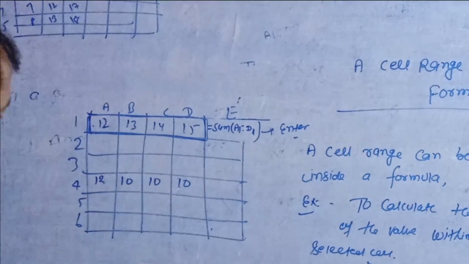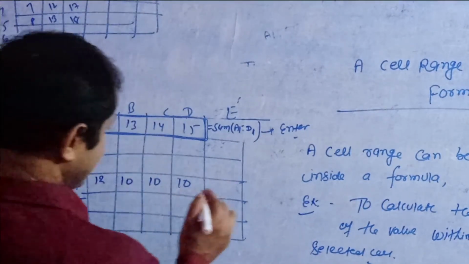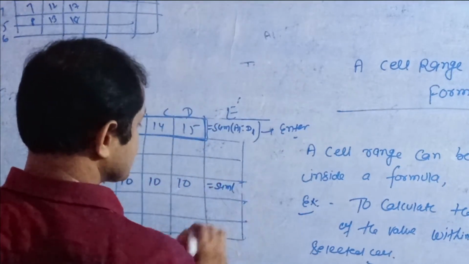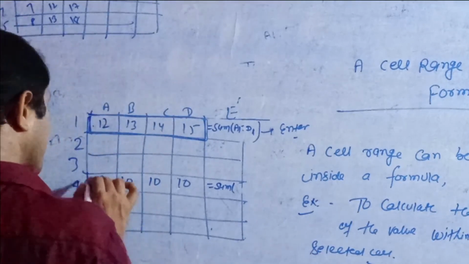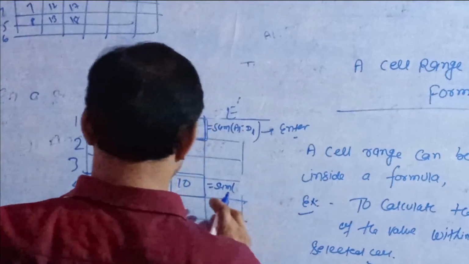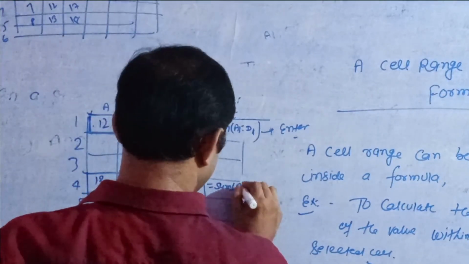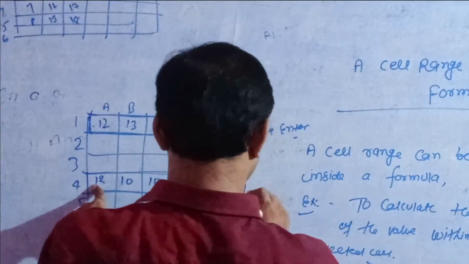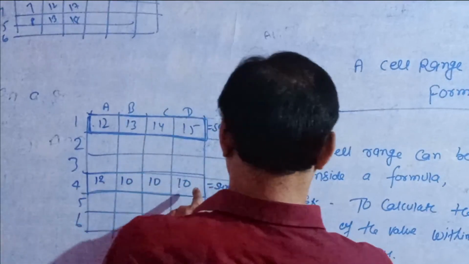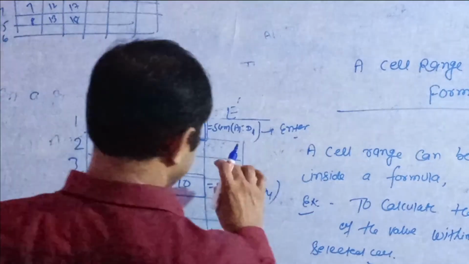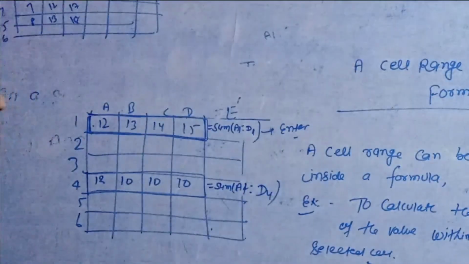Then another example, suppose 4, 12, 10, 10. This is my second example, again related to the sum. First type equals sum, open bracket, then select the whole area. The computer automatically writes A1 to D4. Close the bracket and press enter, and the value is added in this area. So this is the cell range with a formula. Thank you so much.